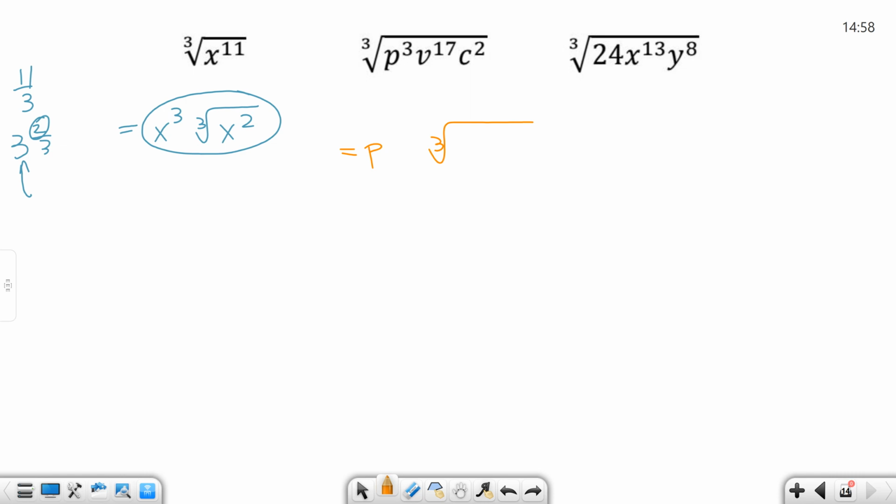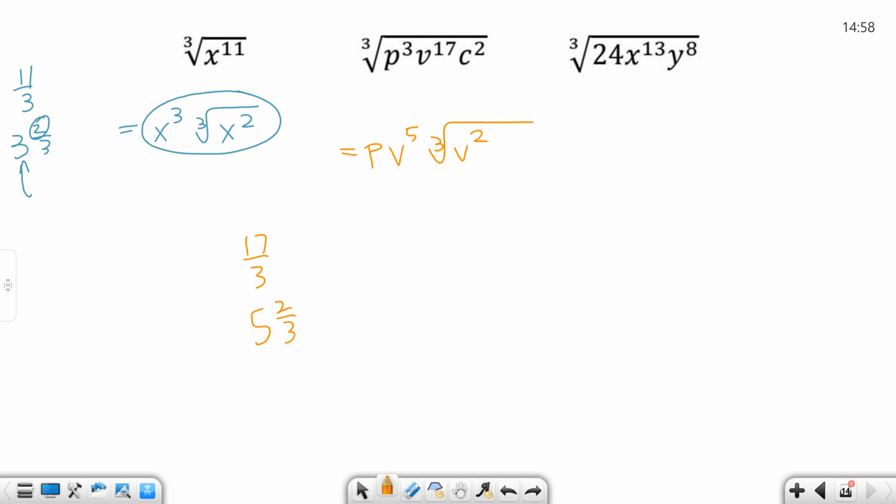What about v? How many times will 3 go into 17? Well, if we talk about 17 over 3, that's going to be 5 and 2/3, right? Because 5 times 3 is 15, and 17 minus 15 is 2. That's where those numbers come from, right? So then we have a v to the 5th power, and in here, v to the what? The 2nd power. The 2nd power is here. The 5th power is out here, right?